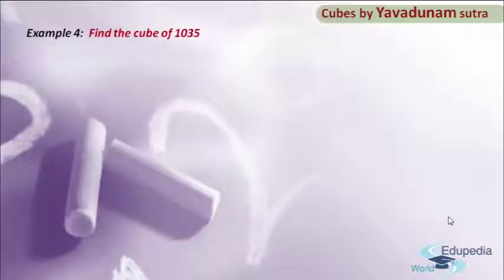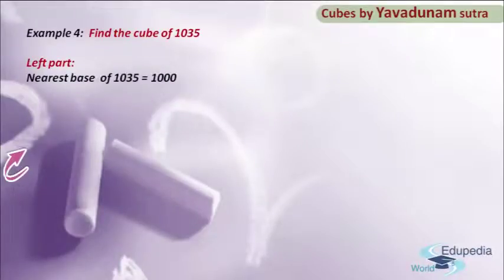So friends, in order to find the cube of a given 4-digit number, we have some parts of the process that we have to follow. Here the first part of the process is the left part. In the left part, the first step is to find the nearest base of the given number. Here the given number is 1035 and the nearest base for this number is 1000.